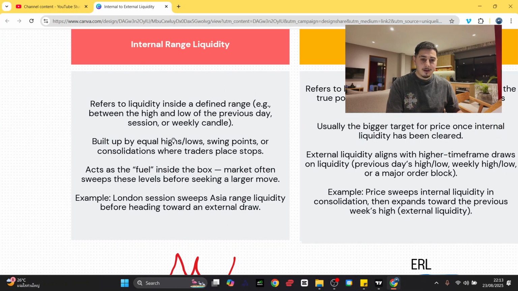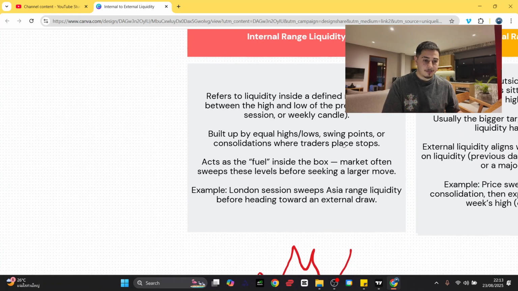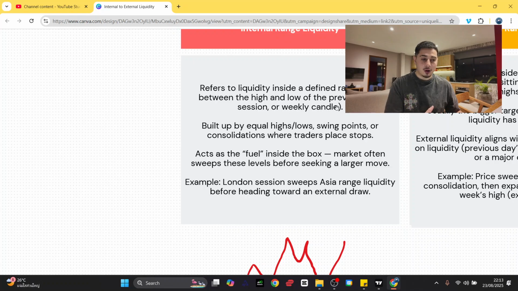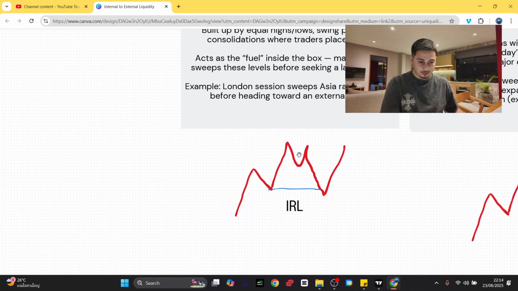Internal range liquidity basically refers to liquidity inside a defined range. So that could be between the high and the low of a previous day, session or weekly candle. It's built up of equal highs and lows, for example, where liquidity is resting, swing points, or consolidations where traders place their stops. And it acts, this is probably the most important part of it, as the fuel inside the box, and the market often sweeps these levels before seeking a larger move.